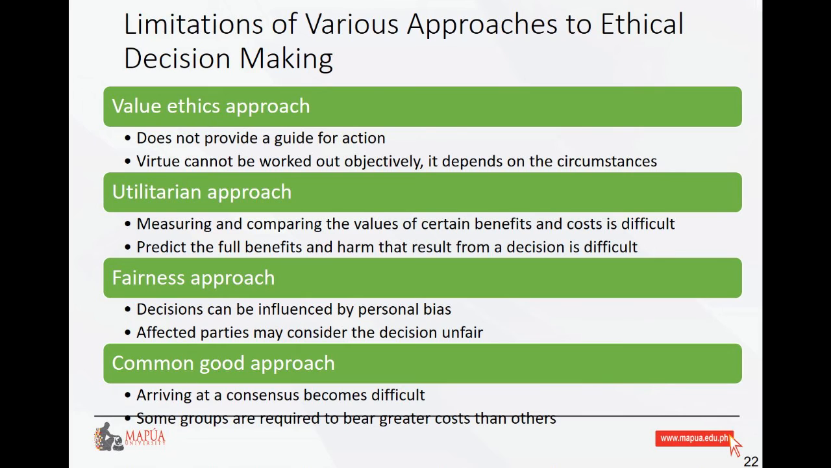People clearly have different ideas about what constitutes the common good, which makes consensus difficult. In addition, maintaining the common good often requires some groups to bear greater costs than others. For instance, homeowners pay property taxes to support public schools, but apartment dwellers do not.